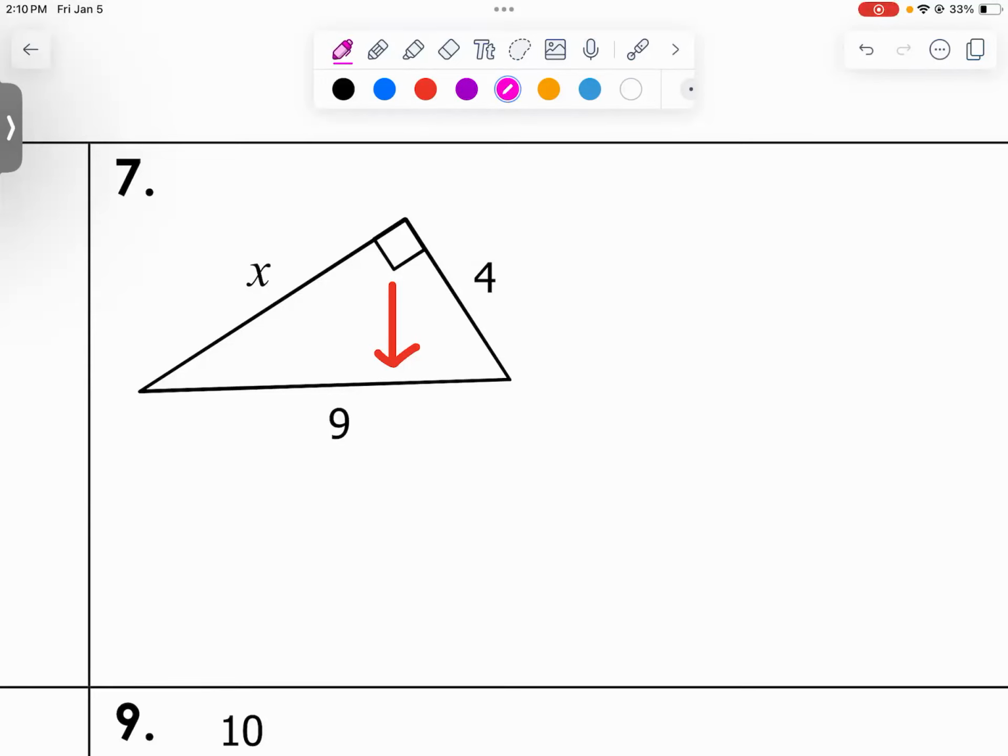Okay, so I got 8.0. So we know 9 is the hypotenuse, so 9 has to be the loner. So then we have x squared plus 4 squared. Let's see. Is that 81 minus 16? So I'm going to have you write 8.1. So we round up. Go ahead and round to 1 decimal place.